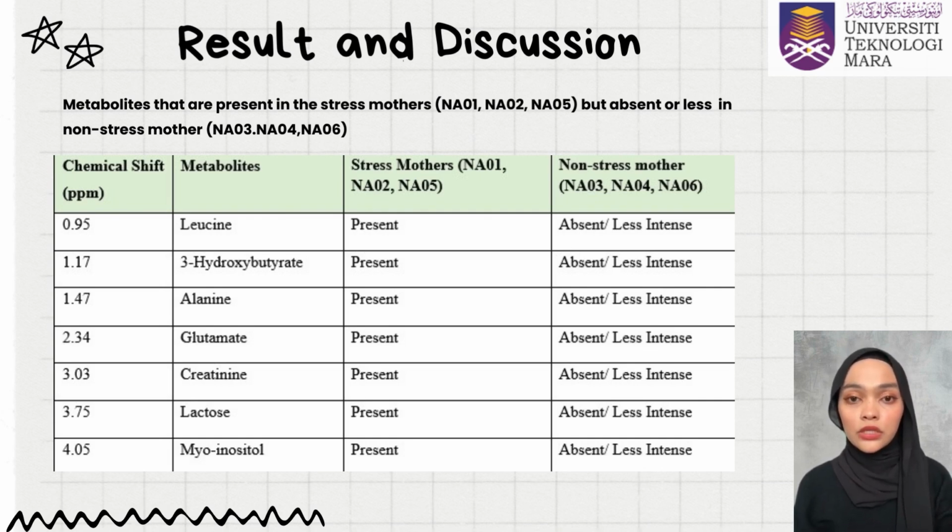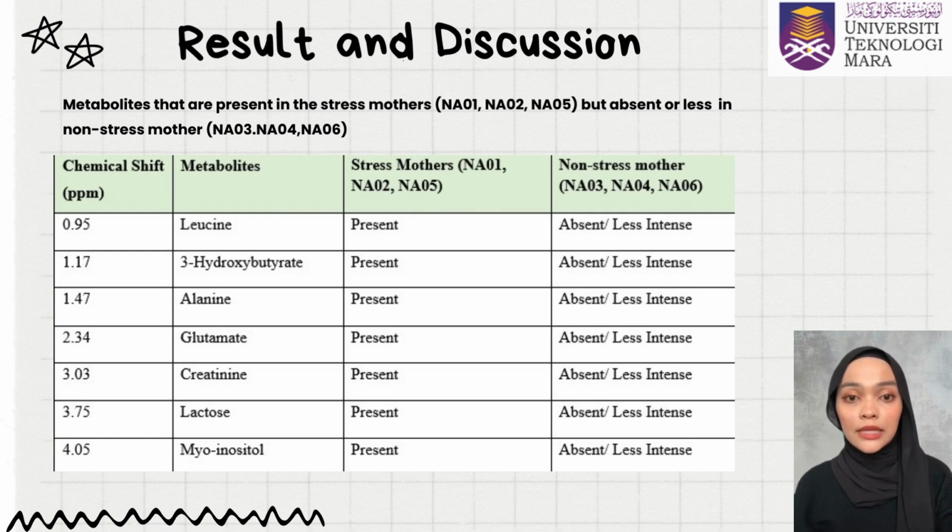Increased levels of 3-hydroxybutyrate in the milk of stressed mothers suggest enhanced fatty acid mobilization due to cortisol. And for infants, these metabolites serve as an alternative energy source, which might be particularly important during times when glucose availability is limited. However, prolonged exposure to elevated ketone bodies could have implications for the infant's metabolic health.